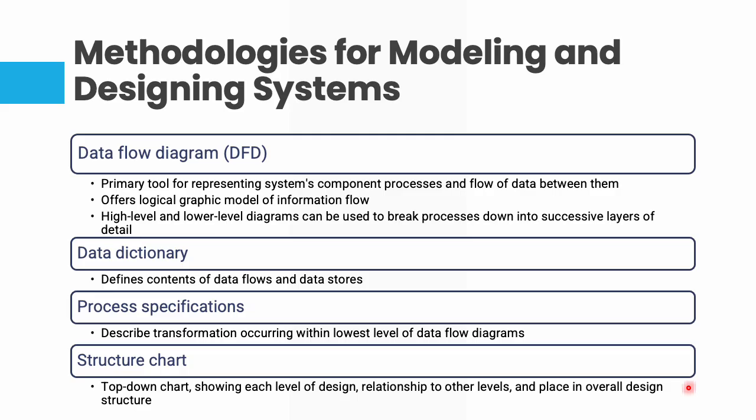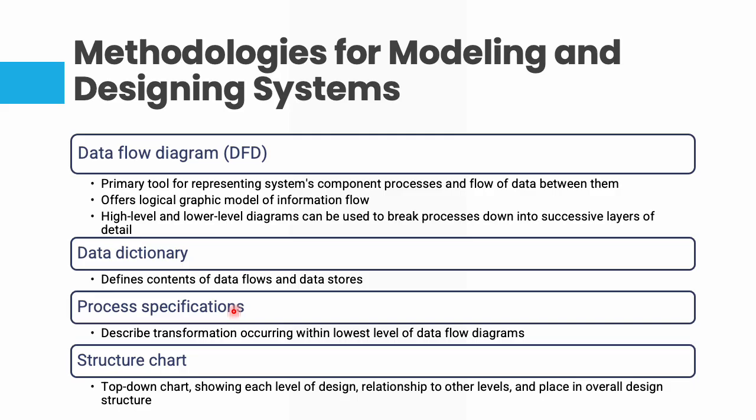And then we also have the process specification. Okay, it's a specification to describe the transformation occurring within the lowest level of the data flow diagram. Okay, so it's kind of an instruction that describes what happens inside the smallest process shown in the data flow diagram.